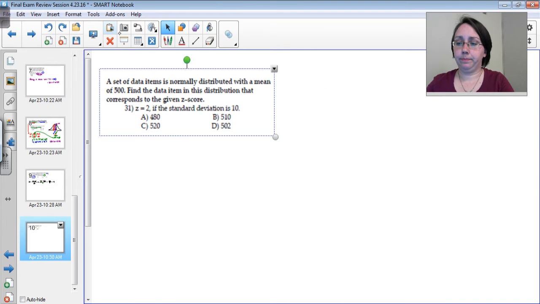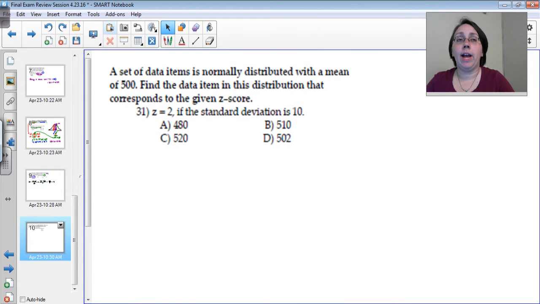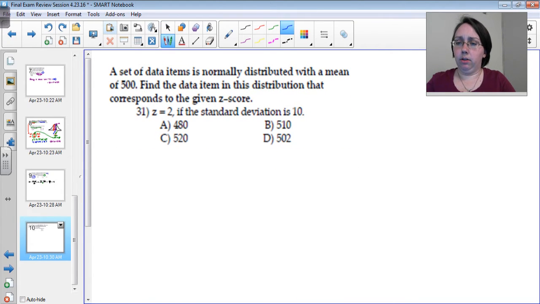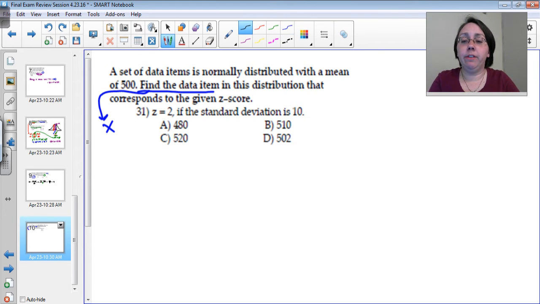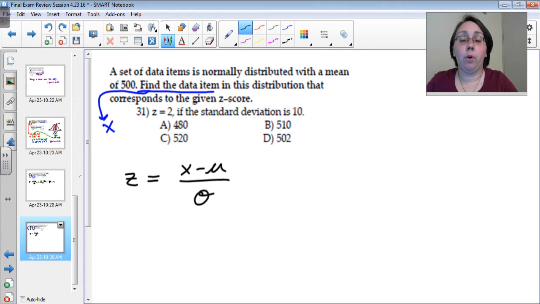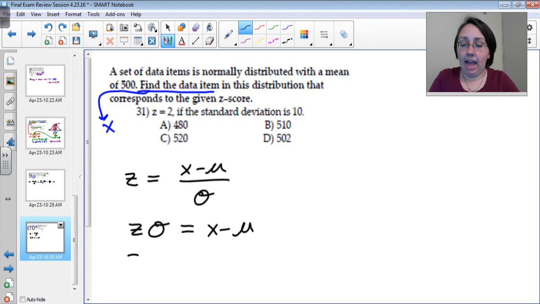Okay, I think this one is backwards. This one, they give you the z-score and ask you to find the data item. The symbol would be x for the data. So they're giving you z. How do you find x? You're right. It's this formula where they've solved for x. They multiply the sigma over to the other side, then add the mean to the other side to get x.